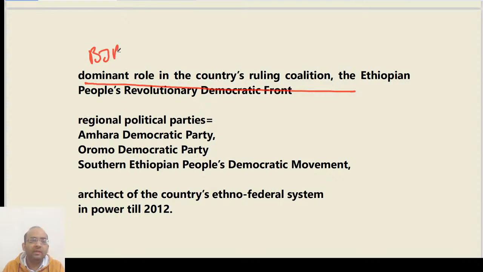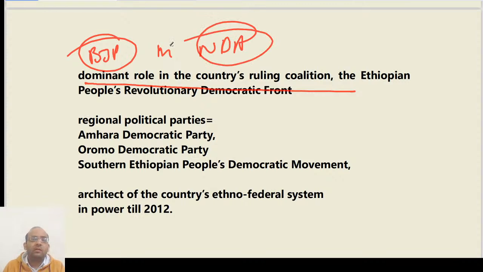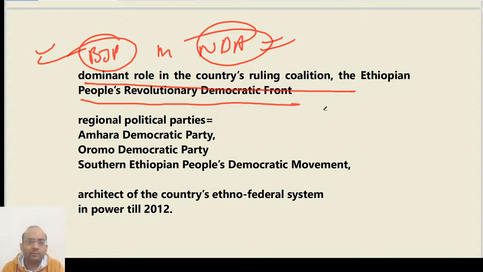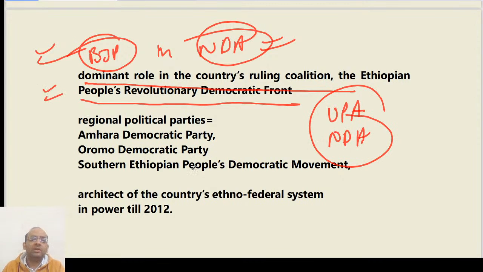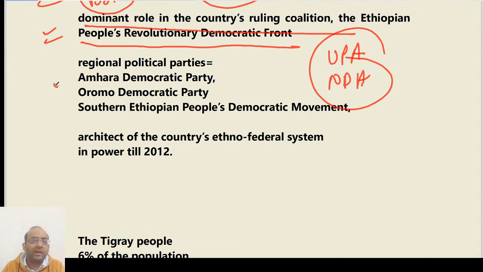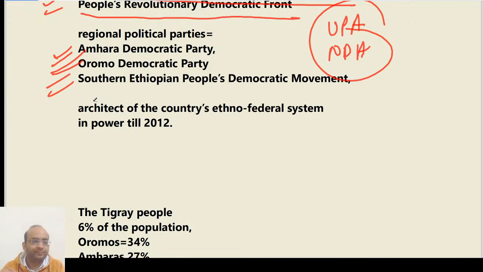Basically, it is like the BJP in the NDA alliance. Among the NDA constituents, Akali Dal, JDU, etc., BJP is the dominant party. Similarly, this party was dominant in the country's ruling coalition, which is named the People's Revolutionary Democratic Front. Just like we have coalitions like UPA, United Progressive Alliance, NDA, National Democratic Alliance, etc., similarly, they have named their coalition. And the other regional parties were the Amhara Democratic Party, Oromo Democratic Party, and Southern Ethiopian People's Democratic Movement.